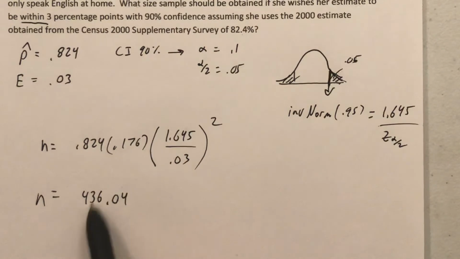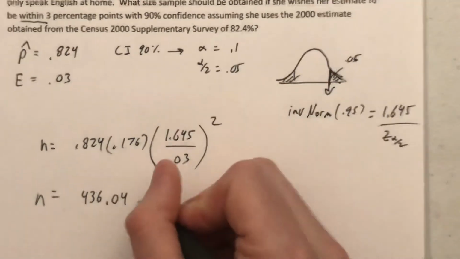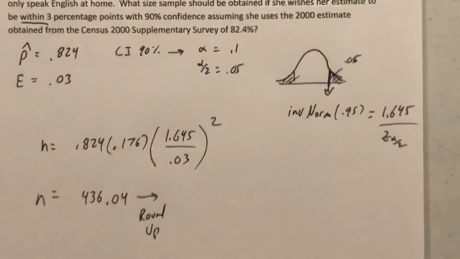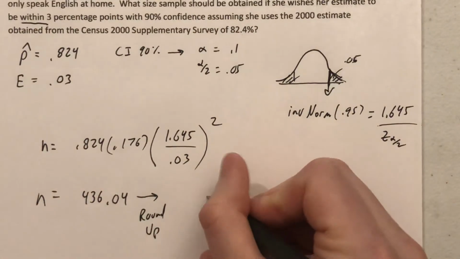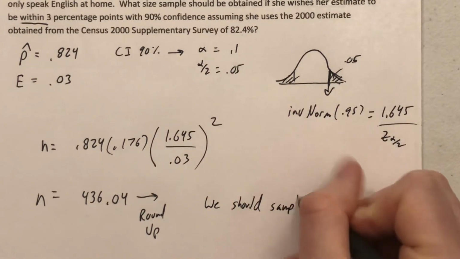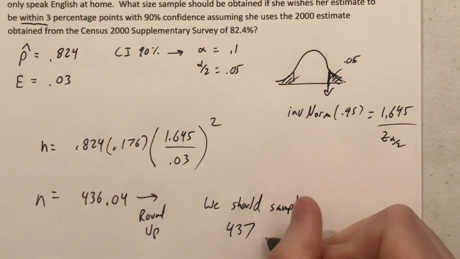So you can't sample 0.04 per person, but if we don't sample that extra beyond 436, we're not going to have at least our required results. So always, for this problem, always round up. And so we'll say we should sample 437 individuals.